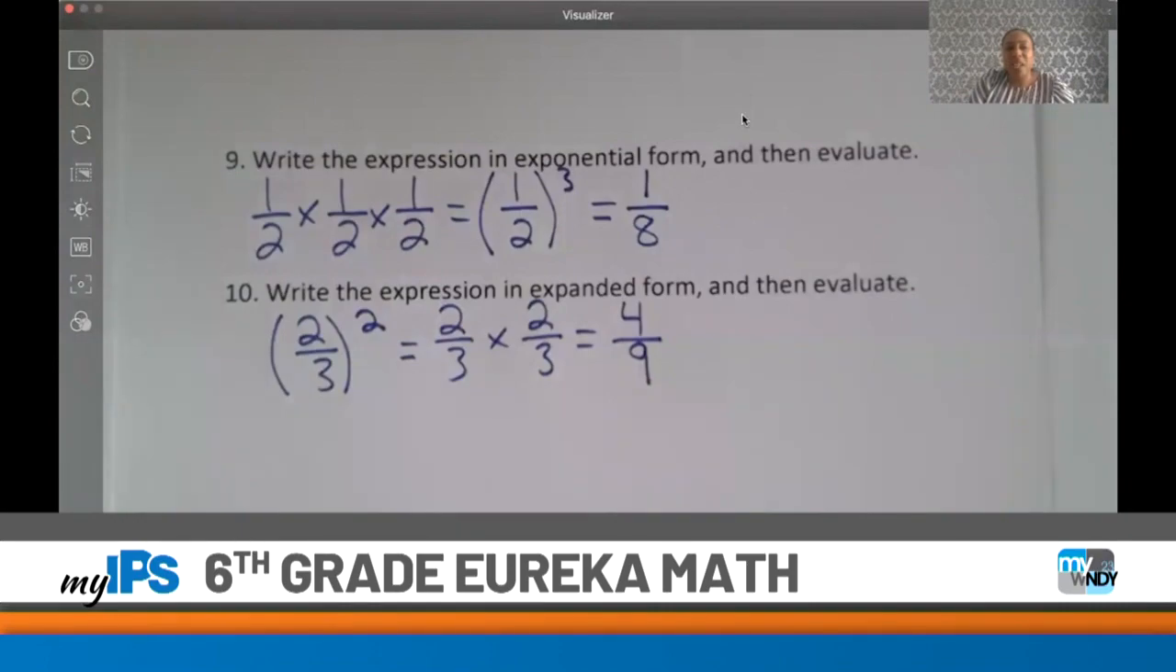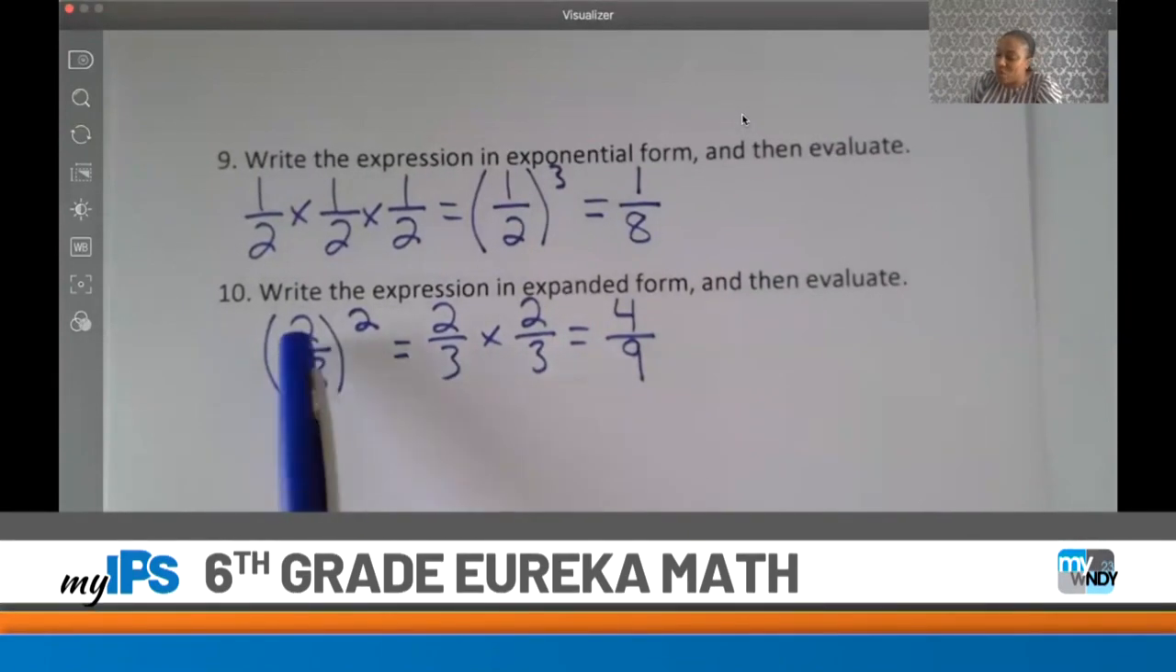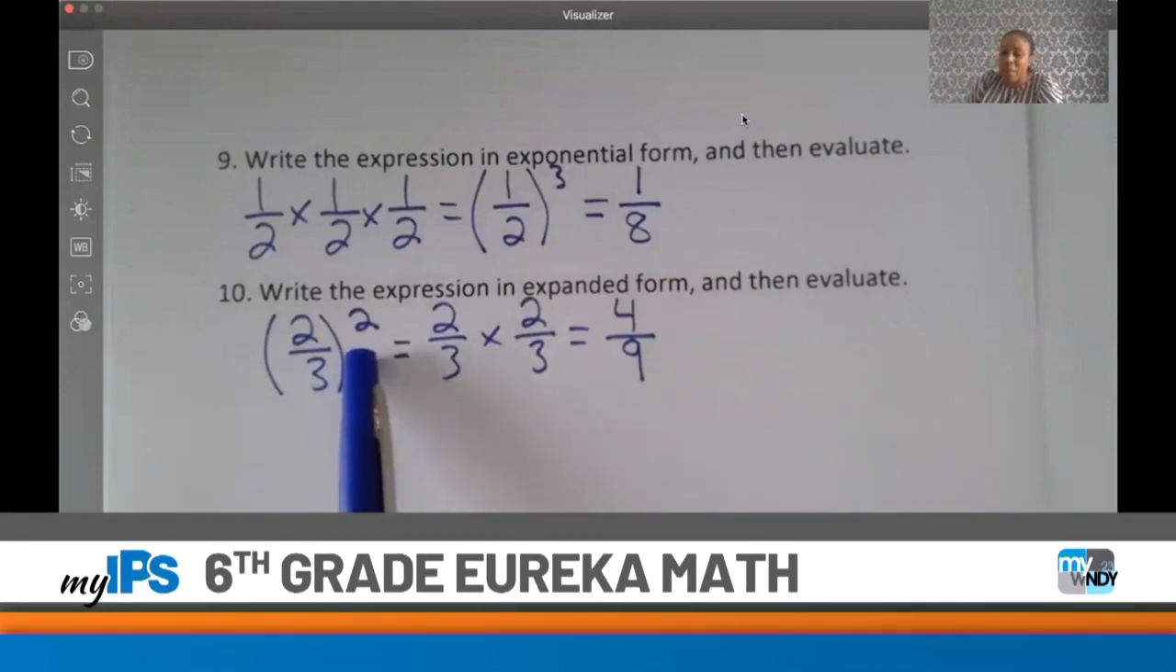There is a special name for numbers raised to the second power. When a number is raised to the second power, it is also called squared. Remember that in geometry, squares have the same dimensions, length and width. So take a look at this fraction. We can say 2/3 to the second power, but we can also use its special name and say 2/3 squared.